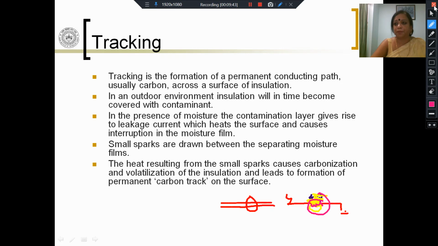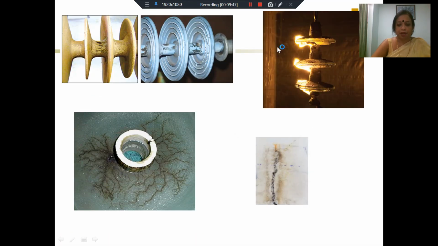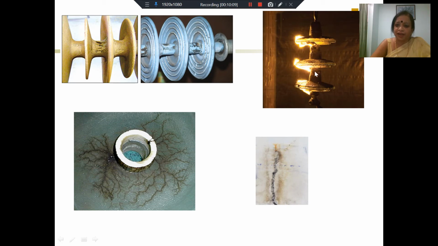Let me show you some pictures and then I can come back to the description. So you see here, these are what are called string insulators. They may be made of glass or porcelain. And what you can see, these pictures are taken from the web. So just a Google search will give you these pictures. So what you see here is there are channels where current is flowing here, current is flowing again here, current is flowing here.